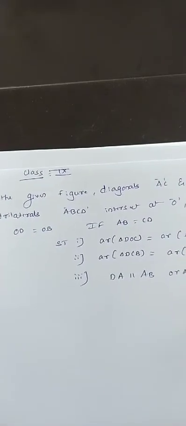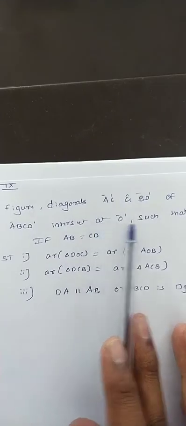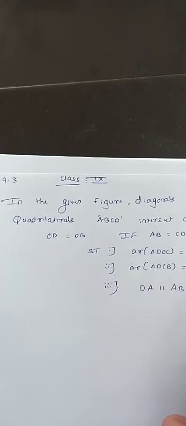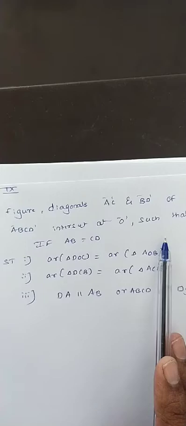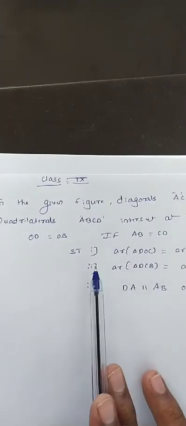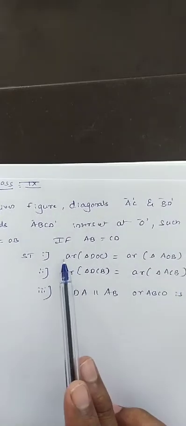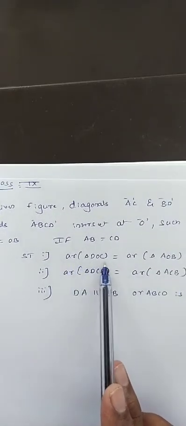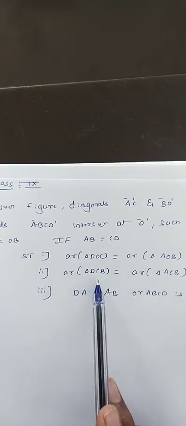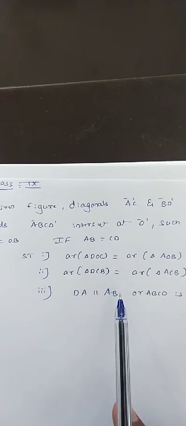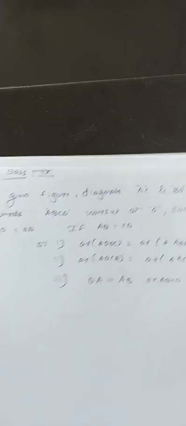So see here once again, in the given figure diagonals AC and BD of quadrilateral ABCD intersect at O such that OD is equal to OB and AB is equal to CD, and we have to show that area of triangle DOC is equal to area of triangle AOB. Second, area of triangle DCB is equal to area of triangle ACB. Third, we have to show that DA is parallel to BC.